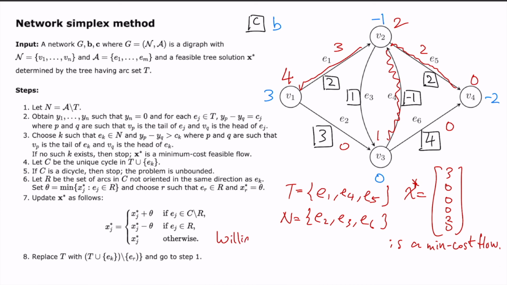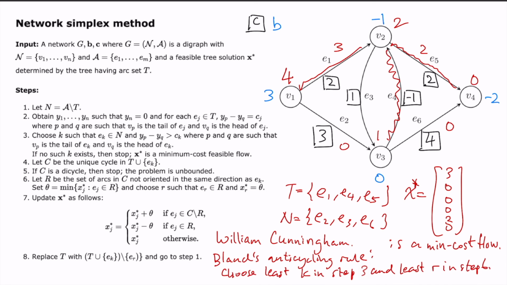And the first example was found by William Cunningham. So we do need to have an anti-cycling rule. And Cunningham did propose one. Now, of course, we can apply Bland's anti-cycling rule. And it's to choose the smallest index in step 3 as well as in step 6. And if we do that, that will guarantee that we won't run into cycling.